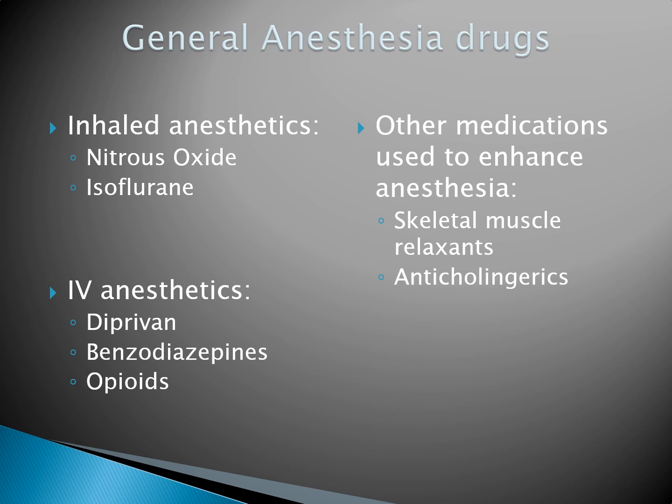And so with the general anesthesia drugs, there's a few different types of drugs to advance the patients through these stages. And so we have our inhaled anesthetics, and this is like the nitrous oxide or N2O, and what you sort of hear is this as the laughing gas. And so this is sort of what the patient may breathe in prior to receiving the IV anesthetics. And so some examples of the IV anesthetics would be Diprivan or benzodiazepines or opioids.